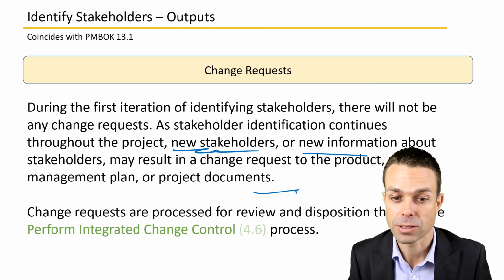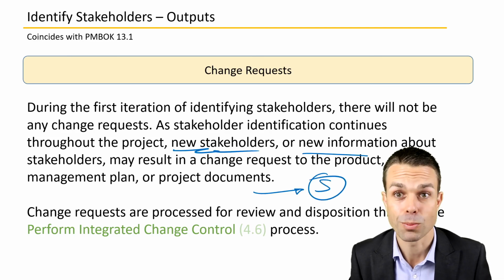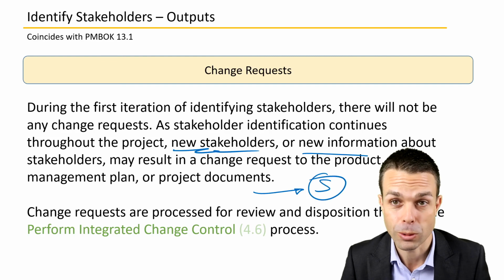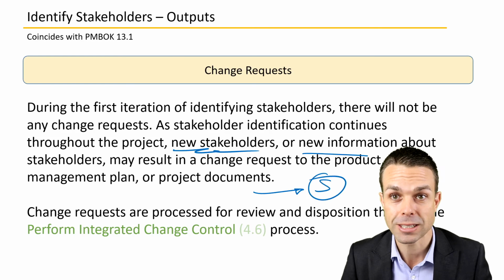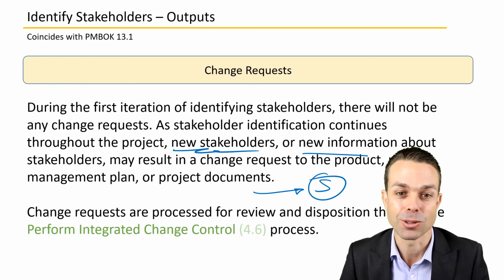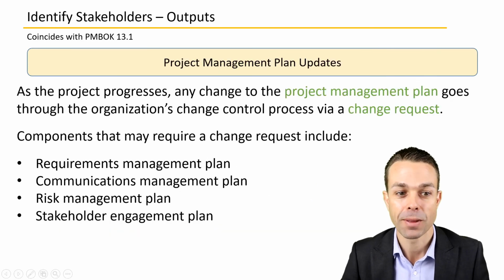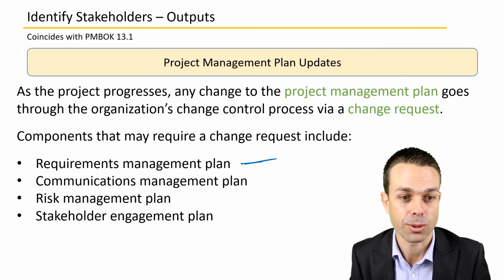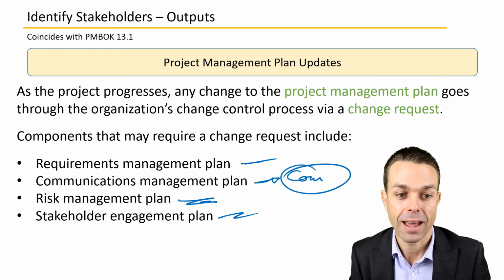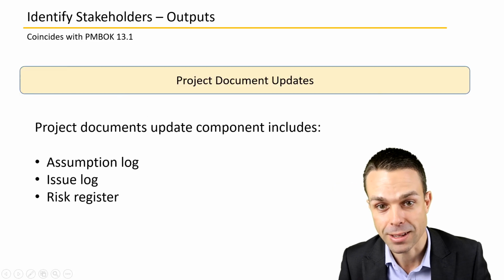Maybe someone else comes on board and they say, look, this scope needs to change. It's not what we really wanted. And the project is now moving in a different direction. That can happen. So just be aware that you may need a change request. And of course, that will impact your project management plan. So the requirements management plan, communications management plan if we're communicating to different people, the risks that might be involved, and of course the stakeholder engagement plan itself.